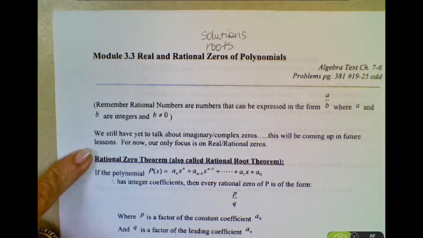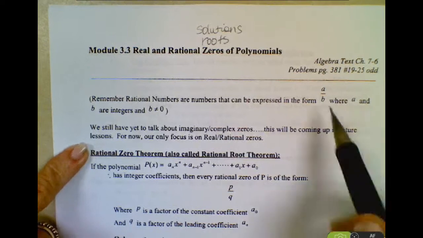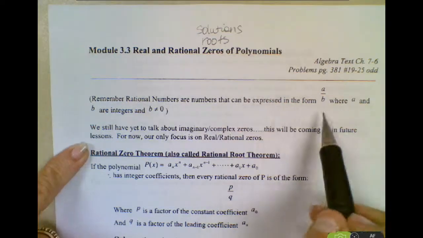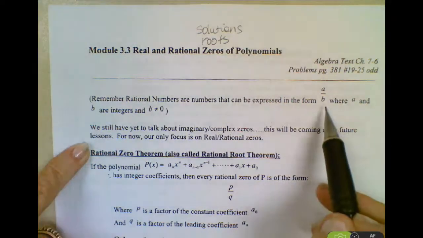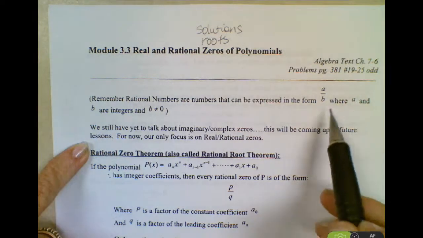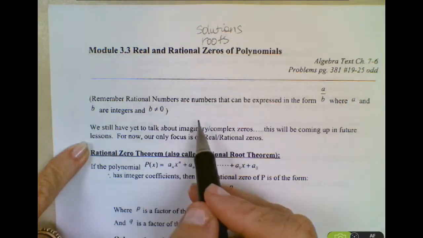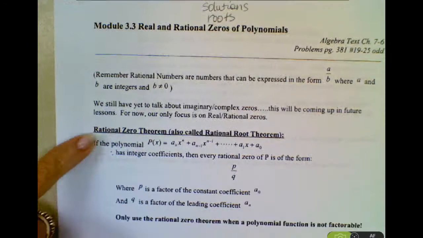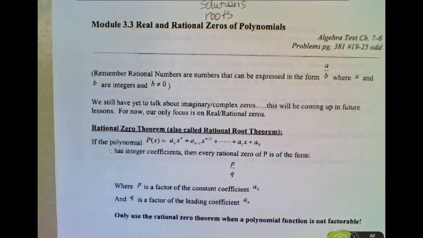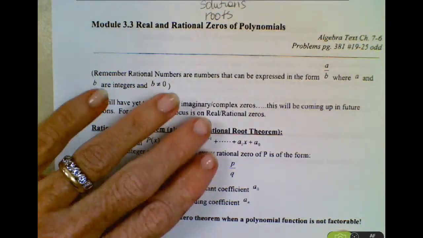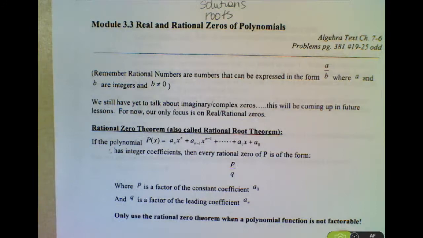Okay, so remember that rational numbers are numbers that can be expressed in the form A/B. They can be expressed as a ratio, where A and B are integers and B does not equal 0, because we know we can't divide by 0. That gives us an undefined answer. We haven't talked about imaginary or complex zeros yet, but we will. And right now we're only dealing with real and rational zeros.